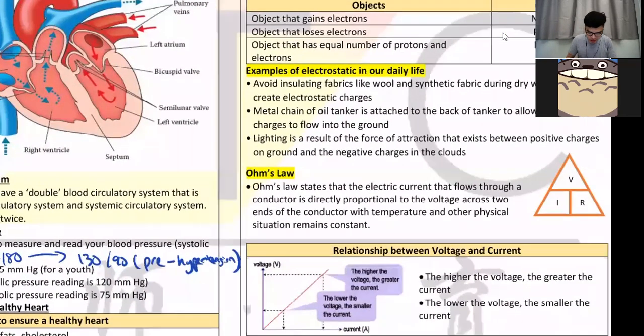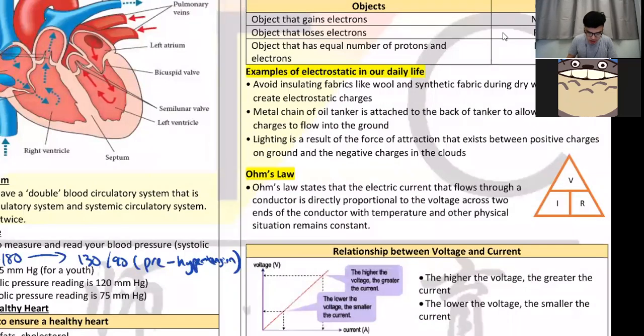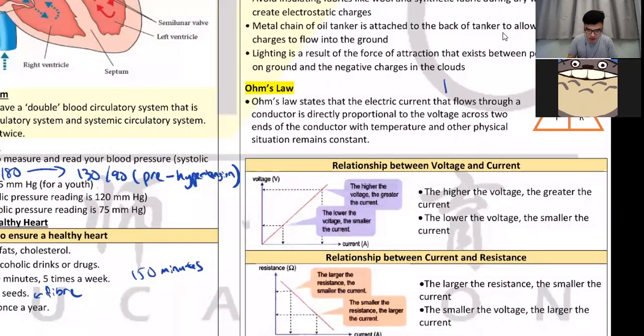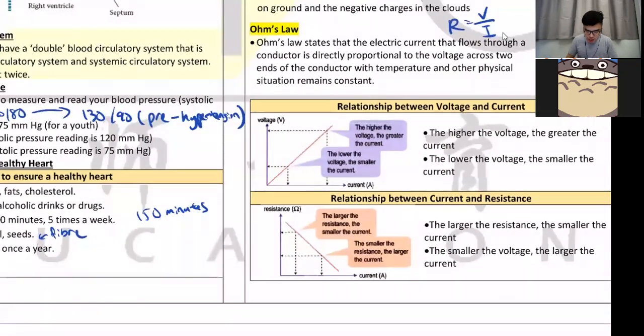Okay, so what are the examples? Electrostatic in your fabric. The metal chain of your oil tanker. When you see the petrol tank, you will see a chain hanging at the road there. And of course, lightning. Lightning is because of electrons jumping, electrostatic. The rubbing of clouds, electrostatic. And of course, Ohm's law. Remember, R equals V over I, Ohm's law. So V is your quick revision. So imagine there's a river.